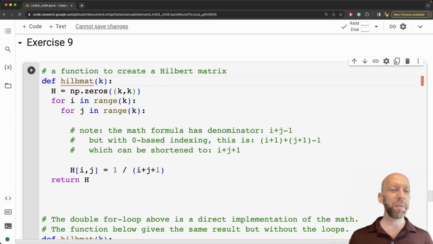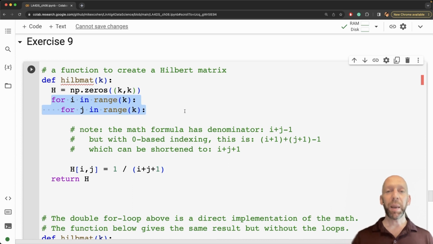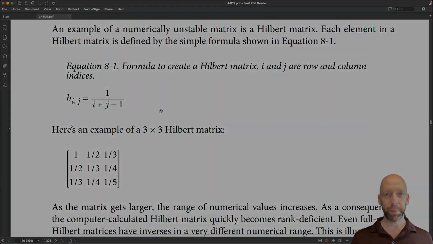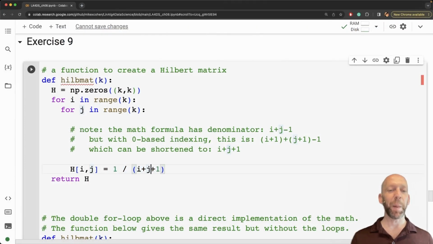Here is the Python function that I wrote to create a Hilbert matrix. You can see I start by initializing a matrix of zeros, and it's going to be a k by k matrix for some integer input k. Here I have the double for loop, and I'm using a double for loop here because I want to implement the formula as it was written in the book. Now, this initially might look wrong because the formula is actually 1 divided by i plus j minus 1, whereas here I have i plus j plus 1.